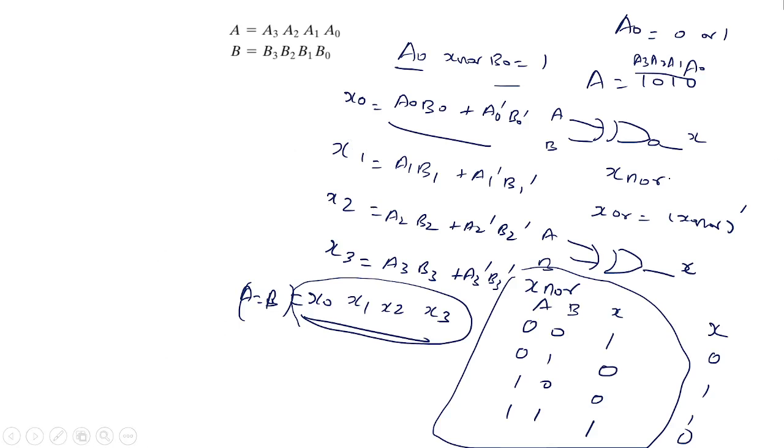So in general, I can write this: Xi is equal to Ai Bi or Ai prime Bi prime. Here i is equal to 0, 1, 2, 3. This is for 4-bit comparison. If you want to increase the number of bits, we can increase it. If you want to decrease the number of bits, you can decrease it.